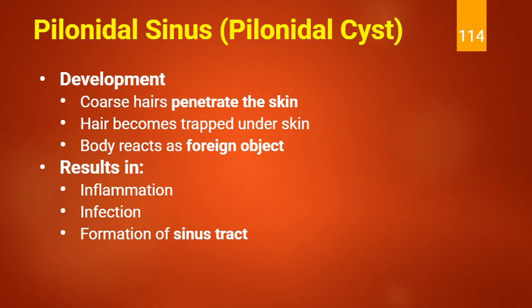A pilonidal sinus usually develops when coarse or stiff hairs penetrate the skin in the crease between the buttocks. These hairs become trapped under the skin, and the body reacts to them as if they were a foreign object. This reaction leads to inflammation and infection, which causes the formation of a sinus tract or tunnel beneath the skin. Hair, skin debris, and bacteria may collect inside the tract, increasing irritation and the risk of infection.